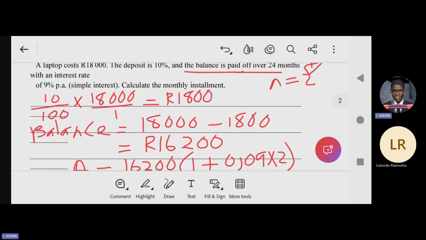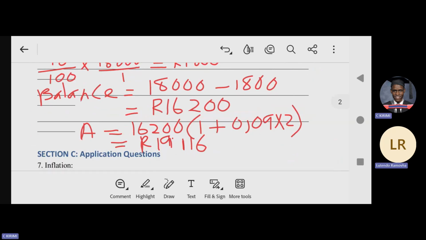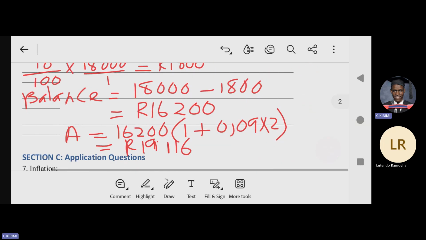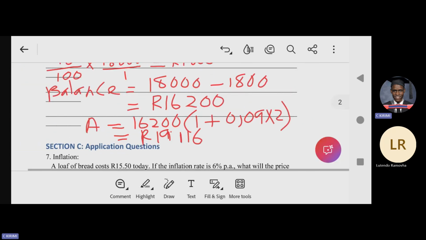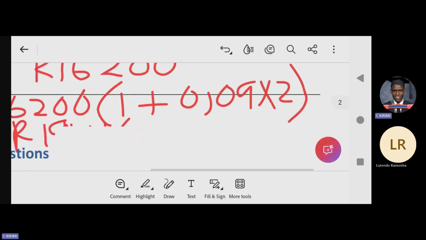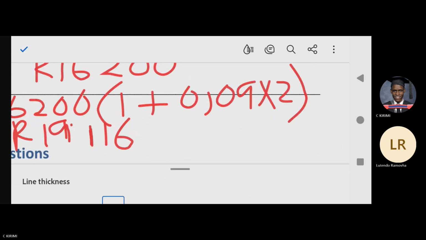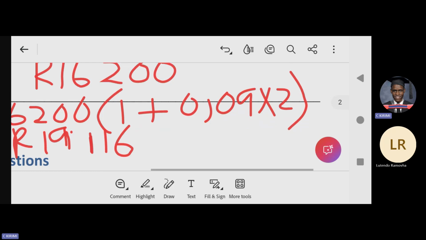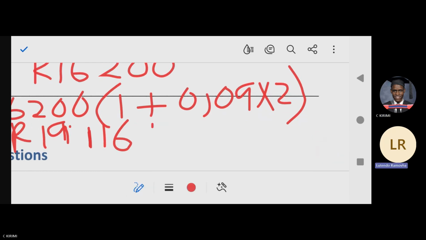If you want the monthly installment, what is going to happen now? I calculated the total amount payable, which is the balance plus the simple interest. Then you divide by what? I divided by 24 months, so that we can get the monthly installment. When you are calculating the monthly installment, we divide. What did you get when you divide by 12?